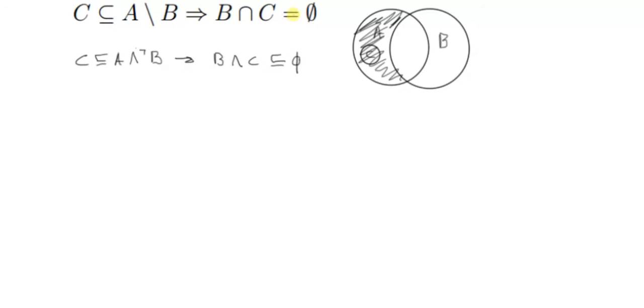Remember, this equal thing is two things. It's both phi is a subset of B and C, and B and C is a subset of phi. Phi is a subset of all sets, so that first statement, phi is a subset of B and C, is a trivial statement. We don't need to prove it. So we want to stick with the arrangement we have here.